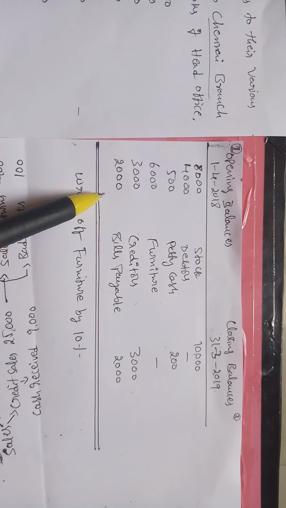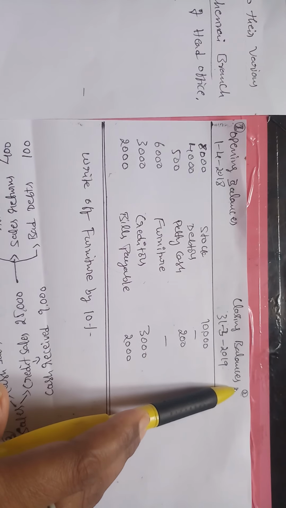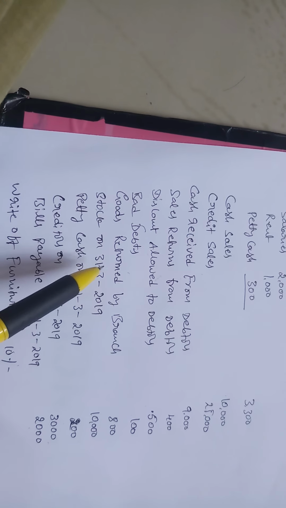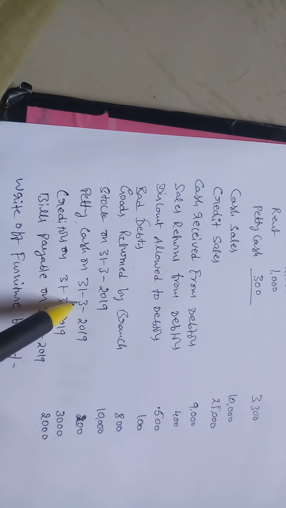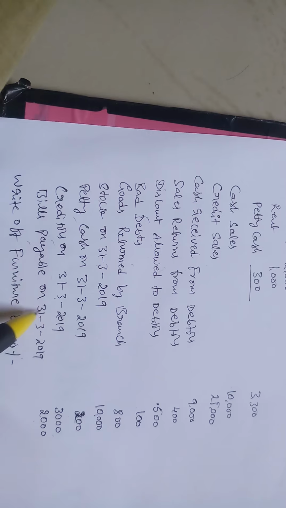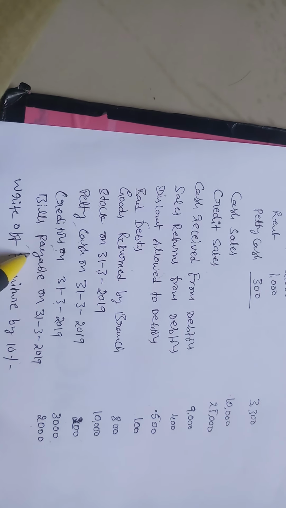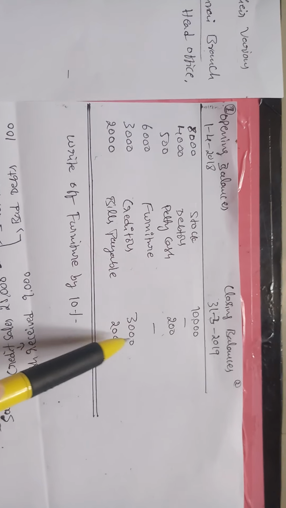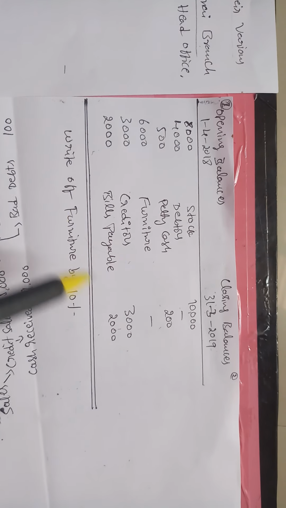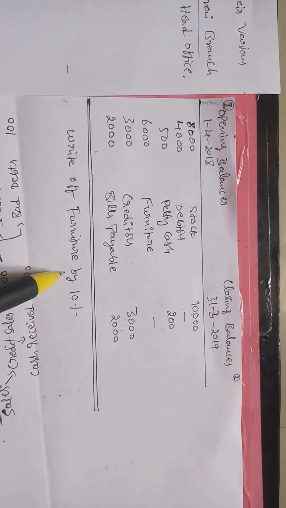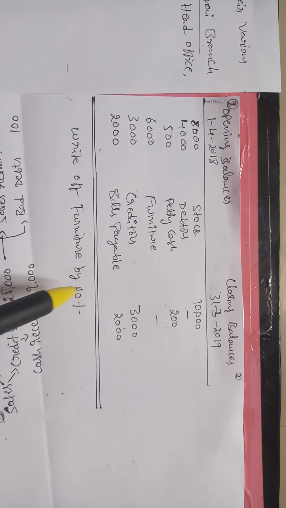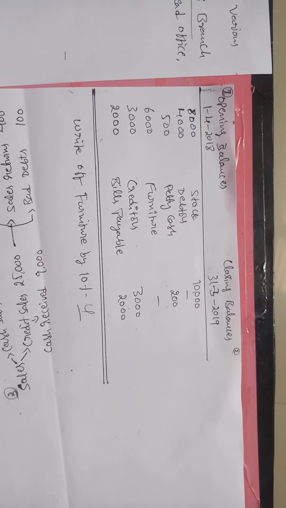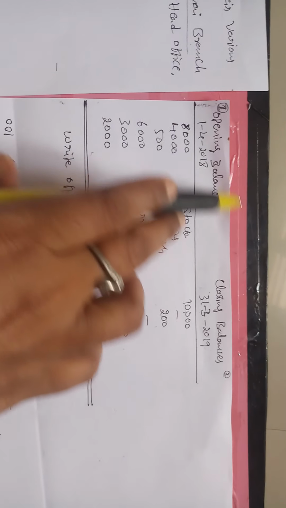Okay. Next I'm writing the closing balances. Coming to the problem, closing balances: closing stock, petty cash, creditors, and bills payable. Only four items here, so I mentioned the four items: stock, petty cash, creditors, and bills payable. One more thing, depreciation of furniture by 10%. This also comes to the closing balance. Okay, so this is one thing.